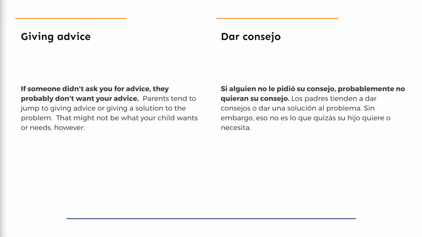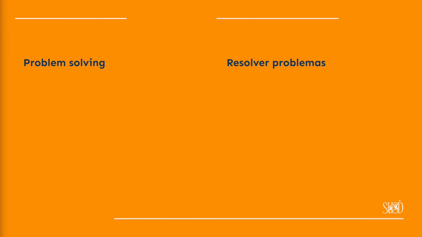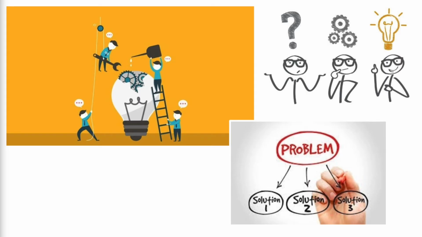Giving advice. If someone didn't ask you for advice, they probably don't want your advice. Parents tend to jump to giving advice or giving a solution to the problem. That might not be what your child wants or needs, however. Problem solving. I'm going to break down what it is and how to do it.